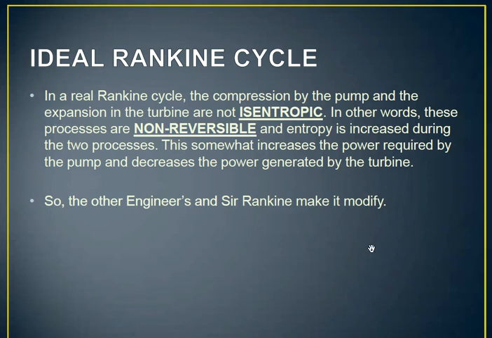So there are basically two types of process in thermodynamics. One is the reversible process and the other is the non-reversible process. The reversible process does not have any kind of loss, so it can be reversed. An isentropic process is an example of a reversible process. And the process where we have a lot of friction, or some kind of losses, is called a non-reversible process. So in a real Rankine cycle, the compression by the pump and the expansion in the turbine are not isentropic or not reversible. And entropy always increases in these two processes. And we already studied in thermodynamics, whenever there is an increase in entropy in a process, that particular process cannot be reversed because it violates the second law of thermodynamics.